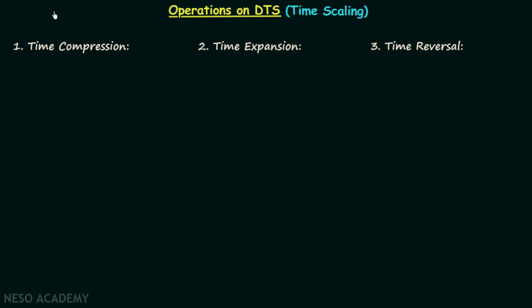In the last lecture, we saw and understood the time shifting operation on discrete time signals, and now in this lecture we will understand the next operation on discrete time signals, and the operation is time scaling operation. To understand the time scaling operation on discrete time signals, let's take one discrete time signal x[n], and after performing the time scaling operation, we will have a new discrete time signal which is, let's say, y[n].